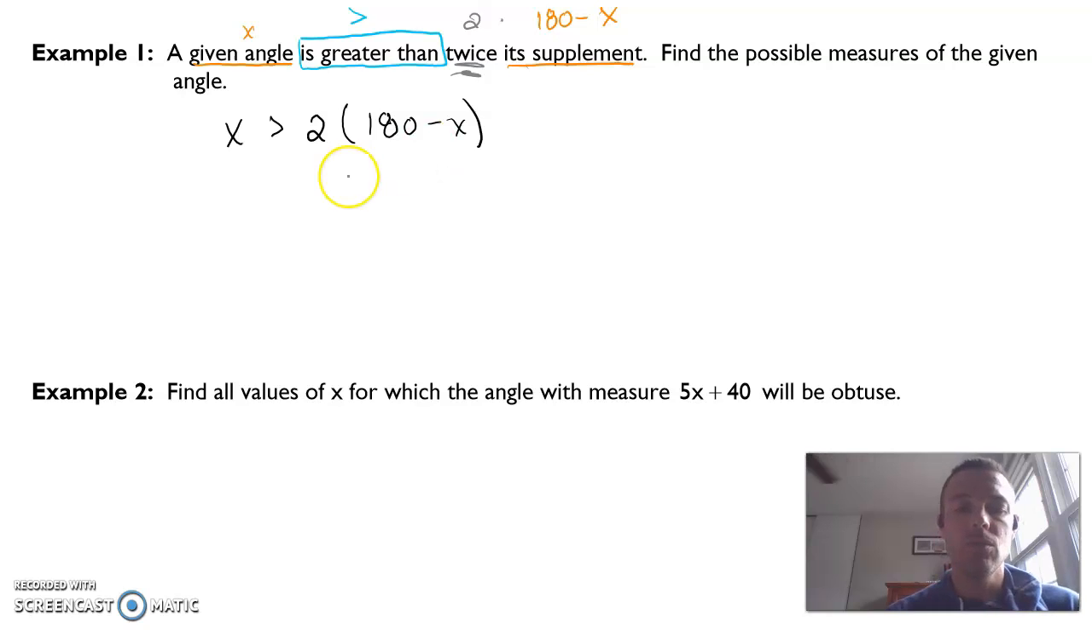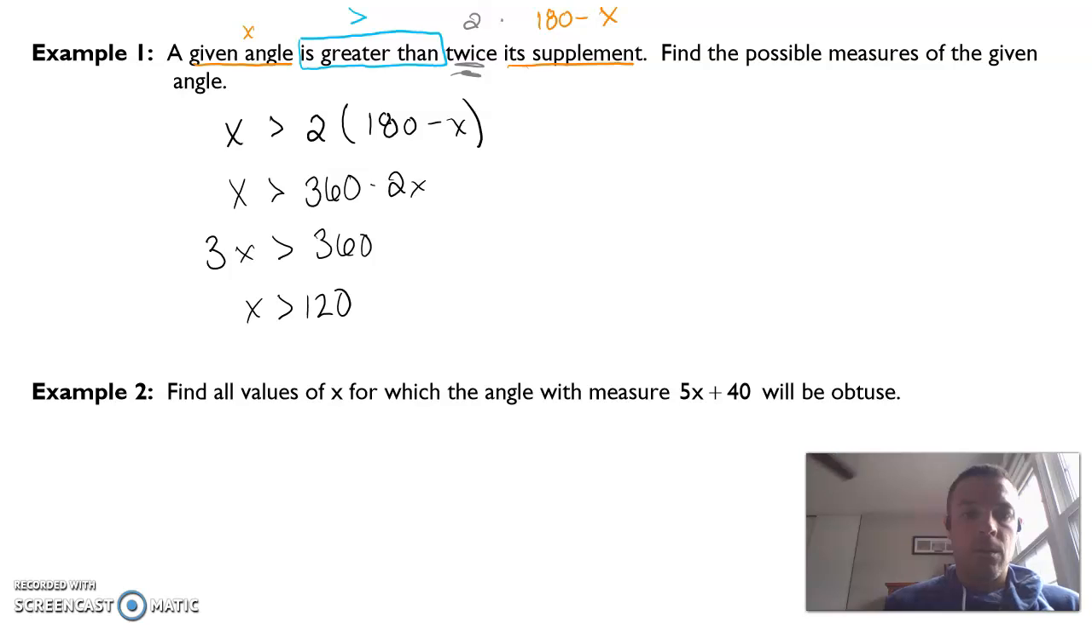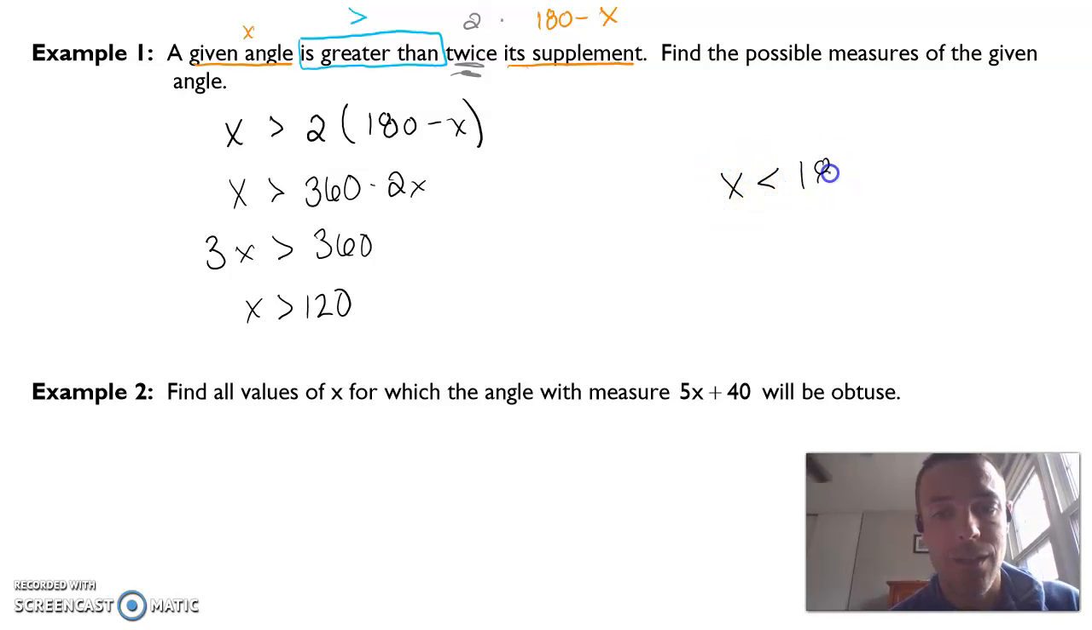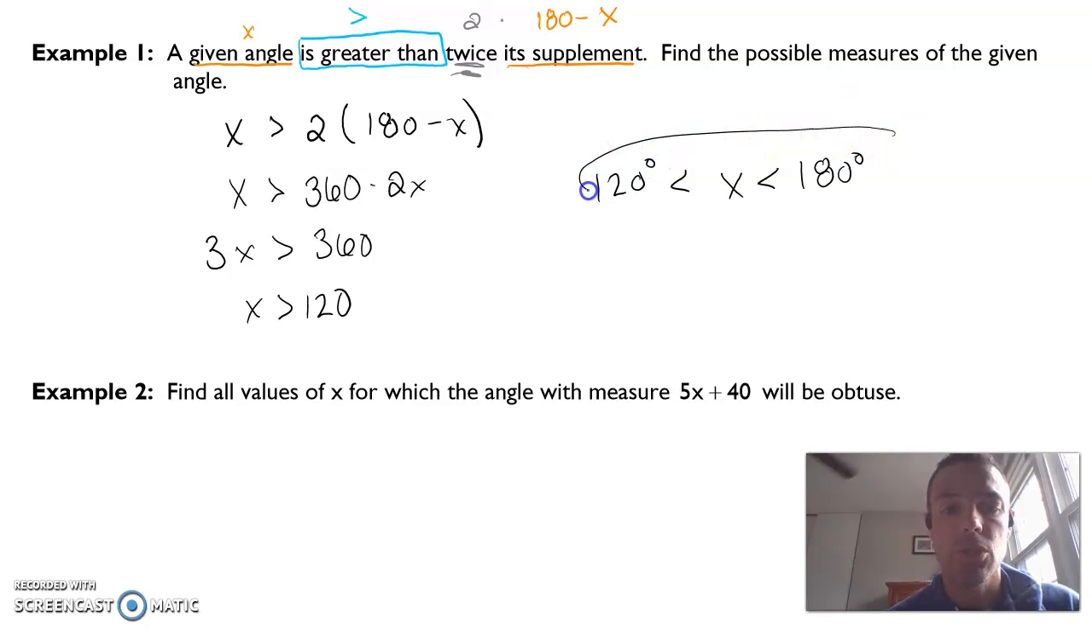So I can use my algebra skills to solve this. When I solve this algebraically, we get x is greater than 120 degrees, but remember, we're dealing with an angle that has a supplement, so there's also a second restriction. My angle x still has to be less than 180 degrees, but it also has to be greater than 120 degrees. Those are my restrictions on x.